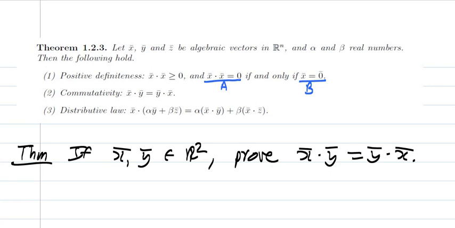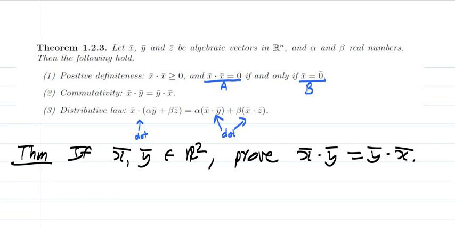Another nice property of the dot product is the following: x dot (alpha y plus beta z) is equal to alpha, the scalar, times x dot y, plus beta times x dot z. So here we only have one dot product on the left-hand side, and on the right-hand side we have two dot products, and they are always equal. You can prove this, so please do it.